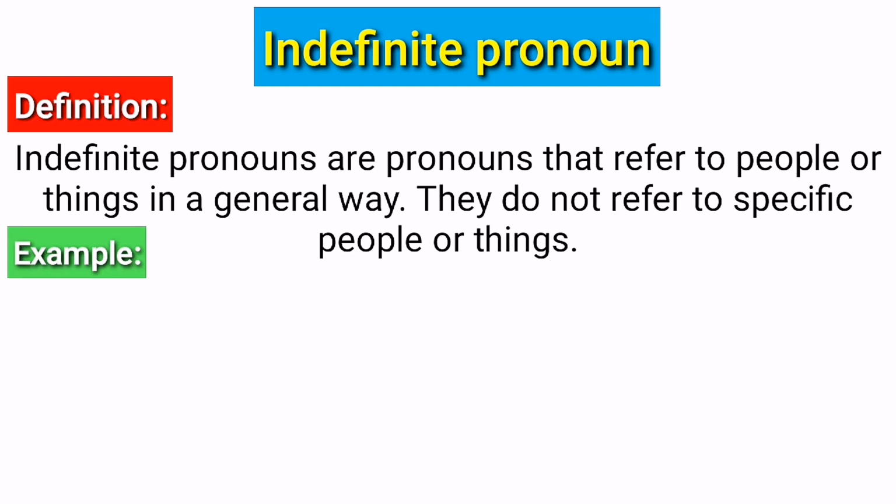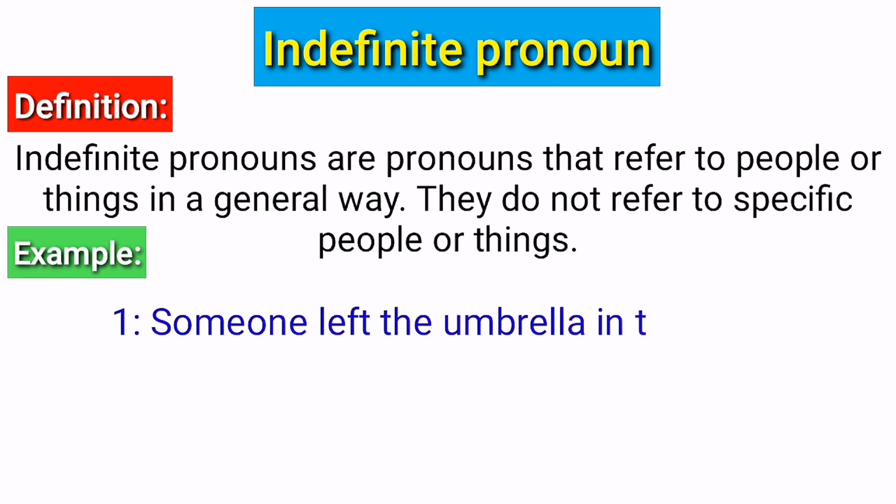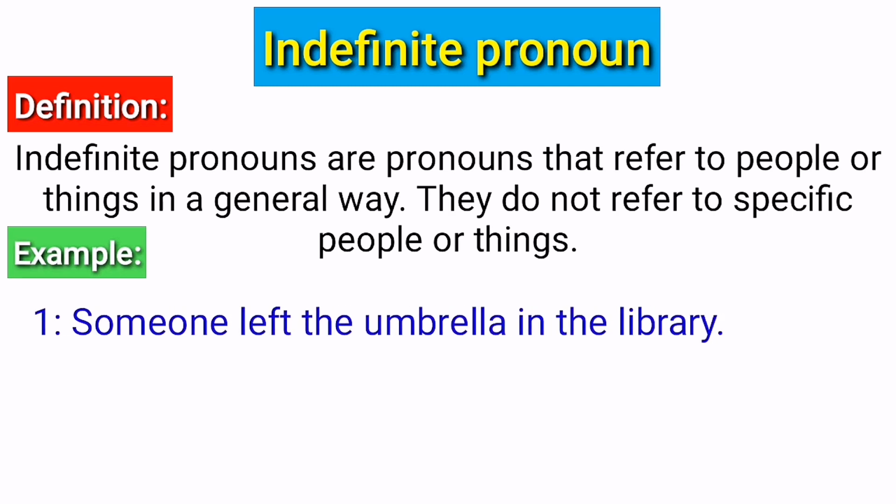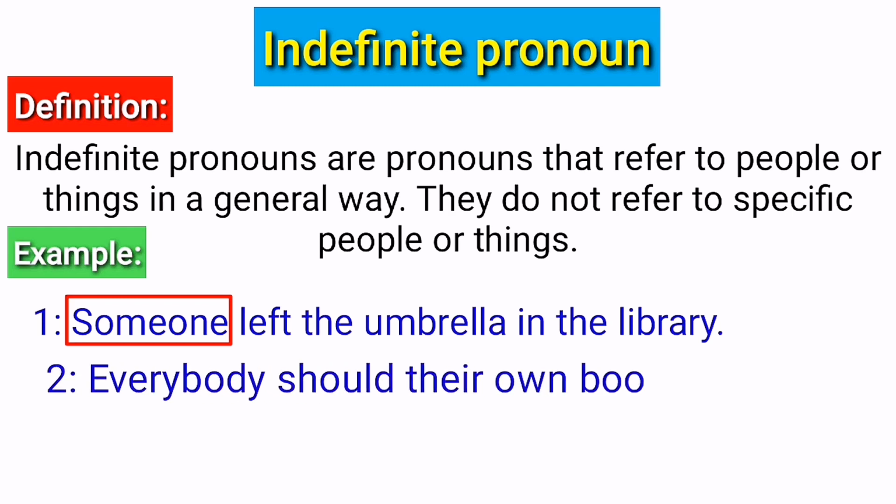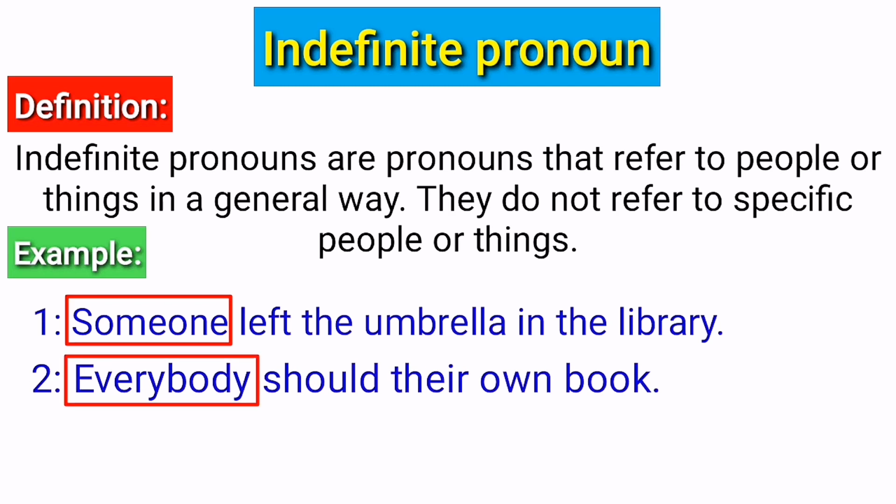For example, someone left the umbrella in the library. Look at this example here. The indefinite pronoun is someone, which makes it clear that the person who left the umbrella is not known to the speaker. The speaker is simply stating that someone left an umbrella in the library, and they do not know who that person is. Everybody should bring their own book. The word everybody is an indefinite pronoun because it refers to a group of people without specifying who they are.